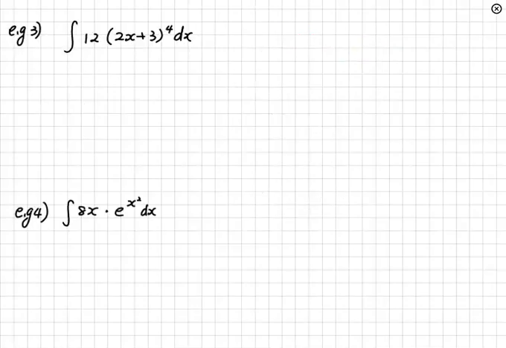Now please pause the video here and try these two questions by yourself and come back to check the answer. So example 3, let's observe the question. We have 2x plus 3 in the bracket. If I differentiate this, that will give me 2, which is a constant number, the same type as 12. It's another constant number. So we're going to let u be 2x plus 3.